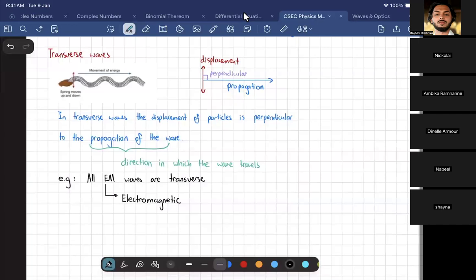Do we understand this or not? Now, another example would be water surface ripples, like waves in the ocean. Another example would be seismic waves. When I say seismic waves, do you know what a seismic wave is? Yeah or no?